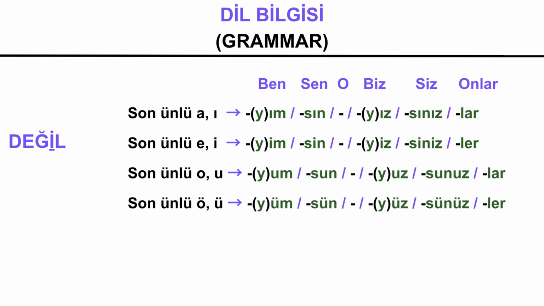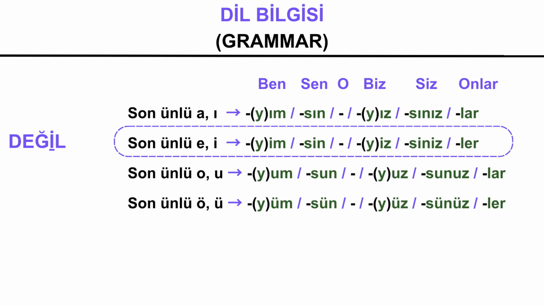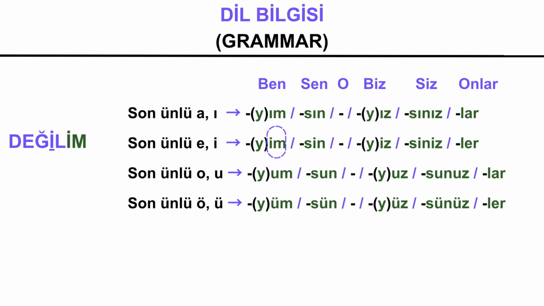The good news is that as we are about to make many negative sentences, and as we always use değil, we will always look at the last vowel, and the last vowel will never change. So we will always use the second part of the rule, always looking at last vowel E. So if it is ben, it will be im or yim. If you don't remember why, please visit the previous video and then come back to this one.